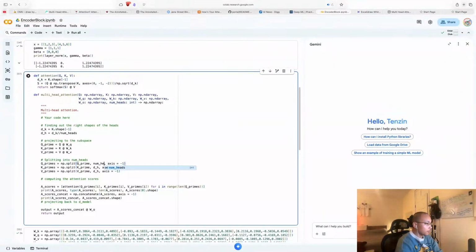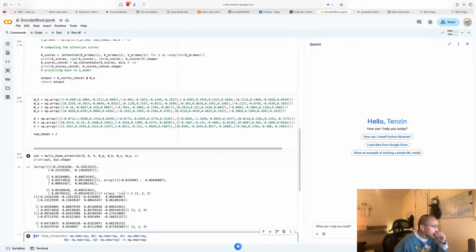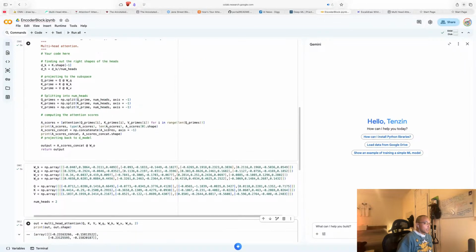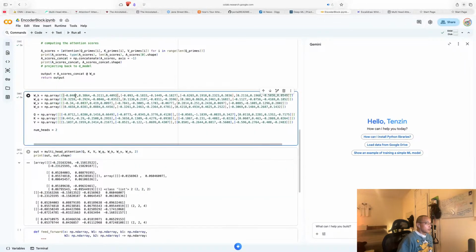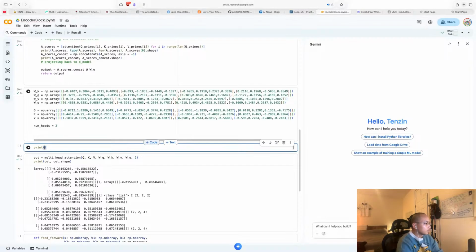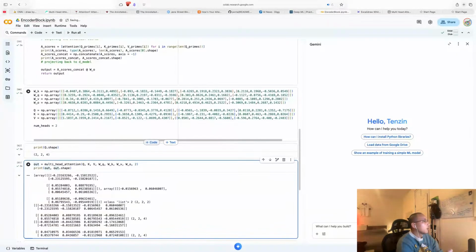Let's see, number of heads. In this case, it'll be 2. But I still get 2, 2, 2, 2, 2, 2, 2, 2, 4. 2 to 2 for what? A single attention. Wait a minute, let's just check. Huh.